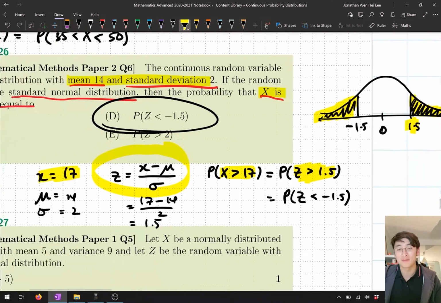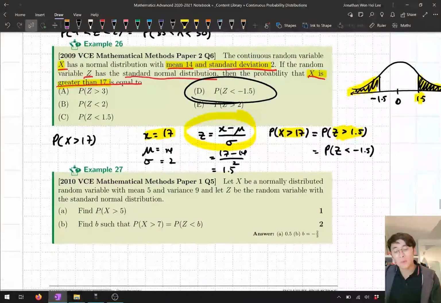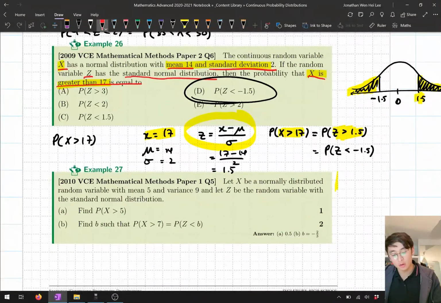Negative 1.5 z-score. Okay, the next example we're going to have a go at during our online lesson, so I'm going to leave this one for our online lesson. Okay, let's flip over the page and have a look at a few more examples.